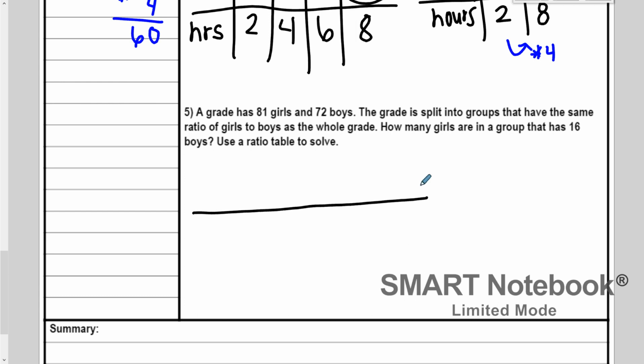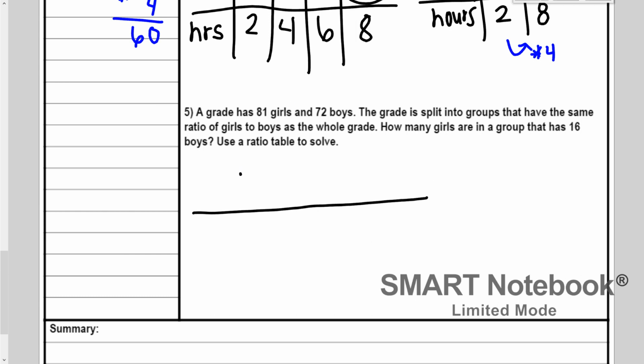A grade has 81 girls and 72 boys. The grade is talking about like 6th grade, 7th grade, 8th grade, not like an assignment. So a grade has 81 girls and 72 boys. The grade is split into groups that have the same ratio of girls to boys as the whole grade. So what they're basically doing is they want a smaller group, but they want to keep the same ratio of boys to girls. How many girls are in a group that has 16 boys? Use the ratio table to solve.